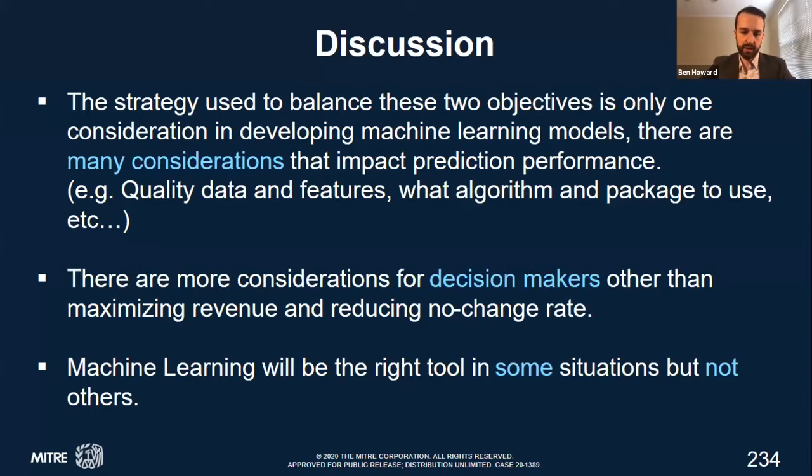And finally, machine learning will be the right tool in some situations, but not others. So when working with these decision makers, it's important to gauge where better prediction would make an impact versus just changing business processes, as have been discussed in earlier presentations. With that, I conclude my presentation.